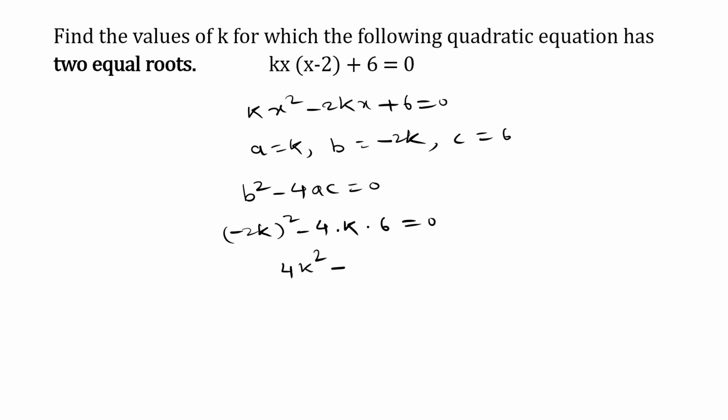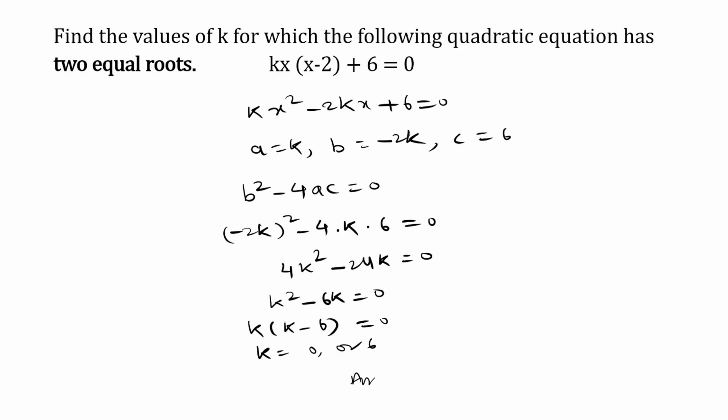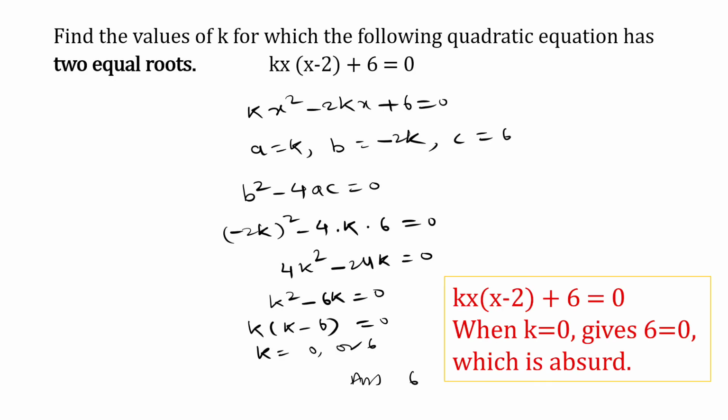That is 4k square minus 24k is equal to 0. Dividing throughout by 4, we get k square minus 6k is equal to 0. Now taking k common, we get k times k minus 6 is equal to 0, and this product can be 0 when either of the factors is 0, that is either k is 0 or k is 6. So the answer is 6, as you will notice that k is equal to 0 does not satisfy the given equation.